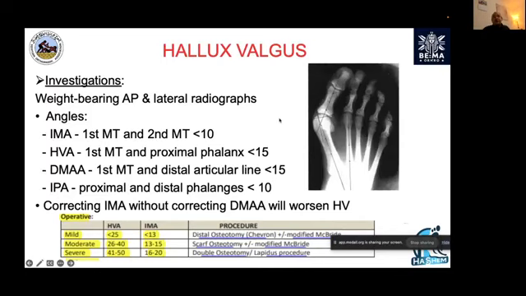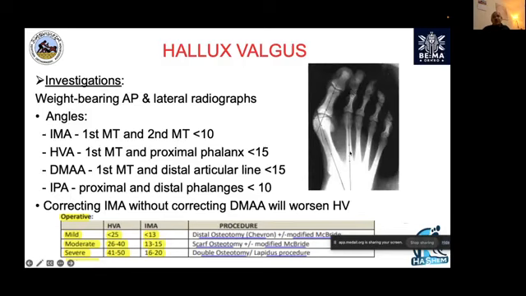Then the DMMA, which is the distal metatarsal articular angle. You draw a line, this is the longitudinal axis. You draw a line parallel to the articular surface, and a perpendicular on it, and this is the angle which is the DMMA, and again we don't accept beyond 10. Then the interphalangeal angle: you draw a line along the longitudinal axis of the distal phalanx and a line along the longitudinal axis of the proximal phalanx, and this is what we call the interphalangeal angle. Based on these angles, you will decide your treatment.